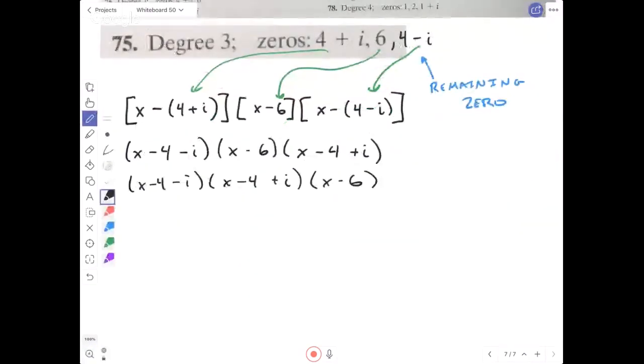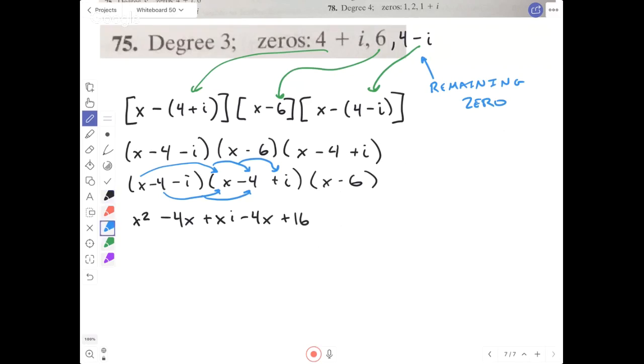Okay. And now I'm just distributing. x times x is x squared. x times negative 4 is minus 4x. x times i is xi. Negative 4 times x is minus 4x. Negative 4 times negative 4 is plus 16. Negative 4 times i is minus 4i. And negative i times x is minus ix. Negative i times negative 4 is plus 4i. And negative i times i is minus i squared.